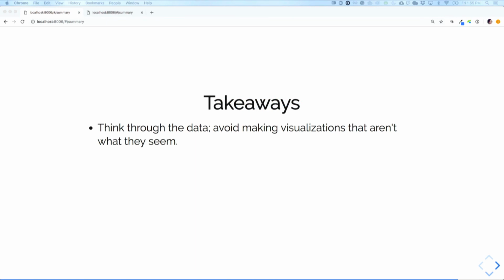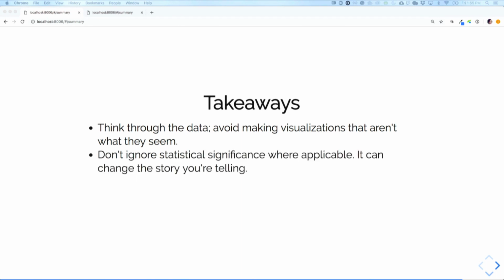Some takeaways I just want to throw out: really think through the data, because you don't want to make a visualization that isn't what it seems. When we were doing this, we had a lot of people say, I really want to see the stop rate, I want to hear more about that. But it wouldn't have been what they thought it was. So we chose not to. We thought that would be way too misleading. Also, where applicable, keep statistical significance in mind because it can change the story that you're telling.